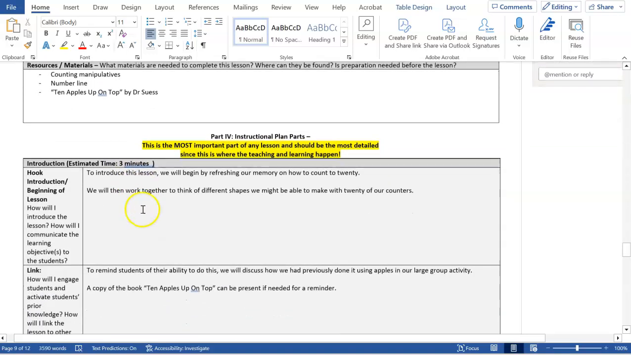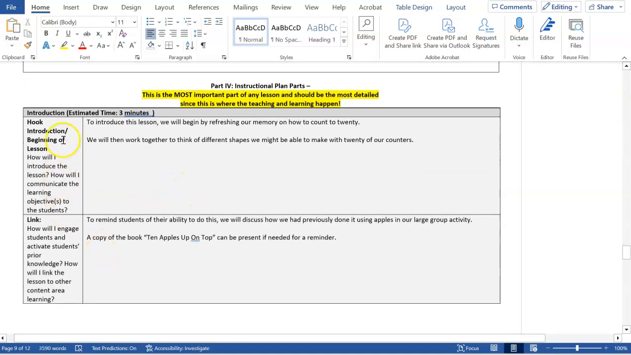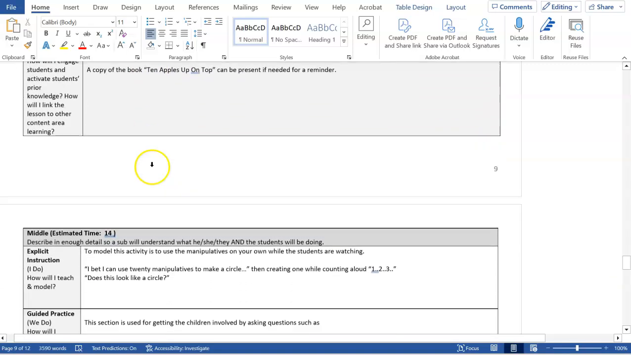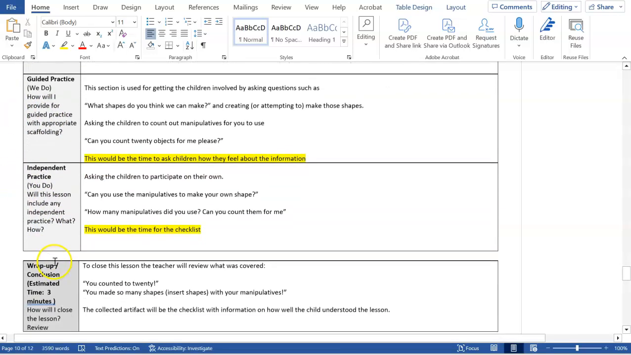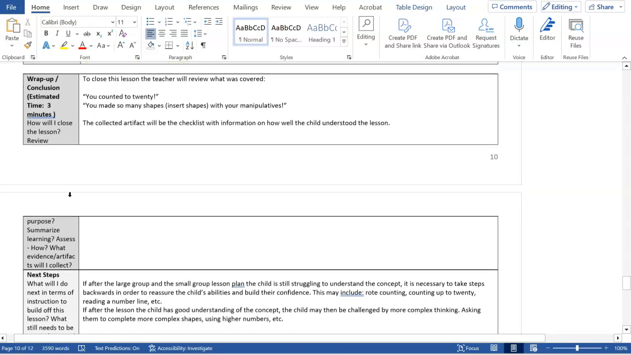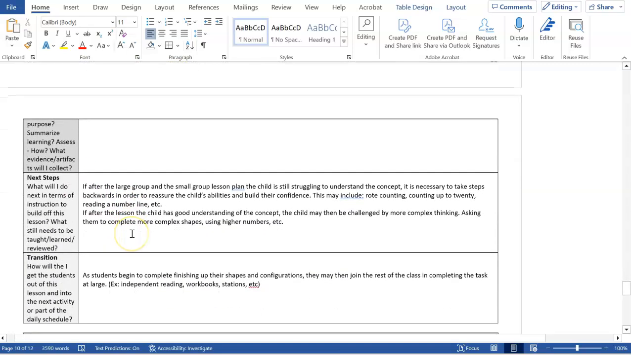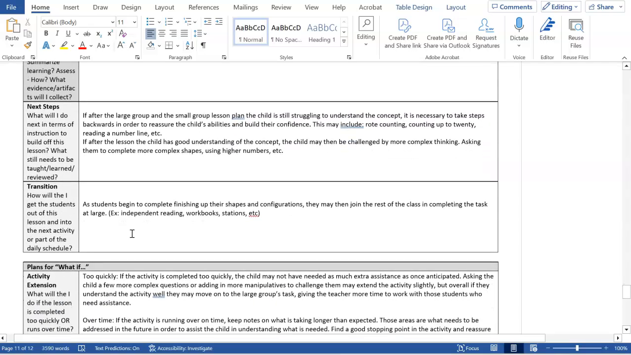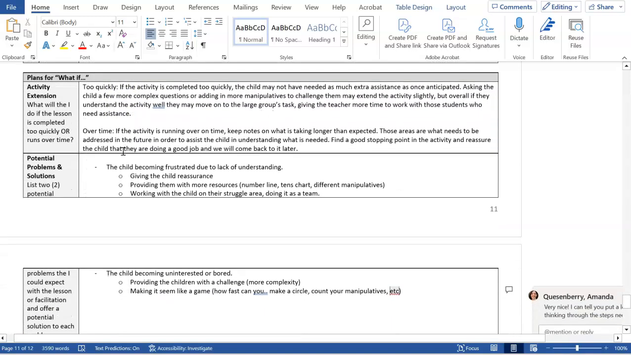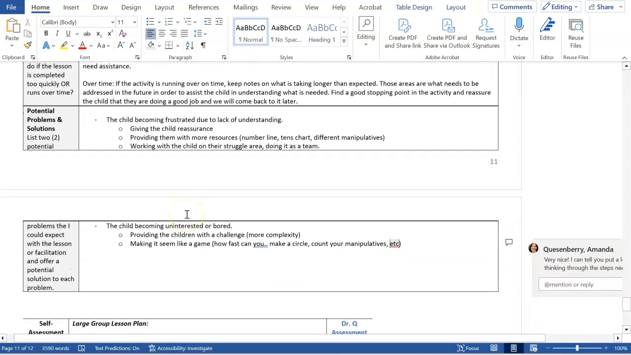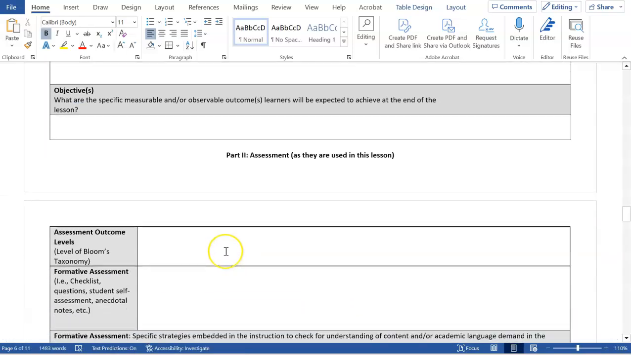All right. So you can see the same format for the introduction, the link, the middle with the I do, we do, you do, the wrap up and conclusion. Just like you do in the large group, you also will have next steps and transition. Next steps here might be, what are you going to do in the future, the next day, the next few days related to this topic? Transition, going into the next activity. And again, you have your plans for what would happen if something didn't go quite as you anticipated with the lesson.